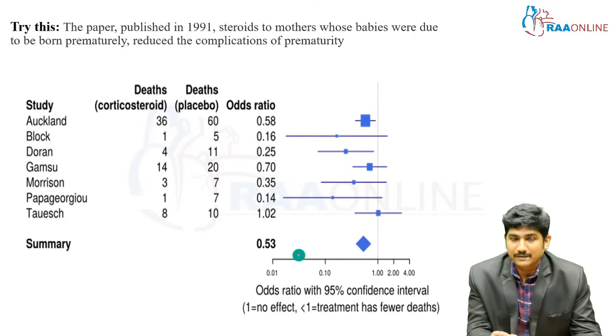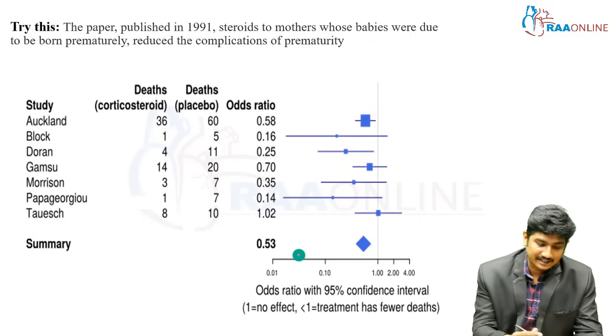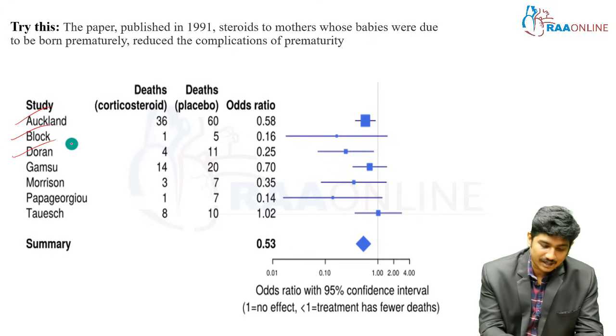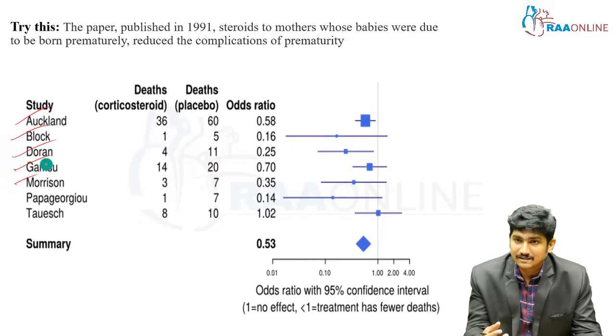This paper was published in 1991, on steroids to mothers whose babies were due to be born prematurely. Okay, so we had a lot of studies like the Auckland study, Block study, Doran study, Gamsu study, Morrison studies. There were a lot of studies saying please give steroids to mothers who are expecting a premature delivery, right? We do practice it nowadays, right, for the lung maturity of the baby. But though there were a lot of studies, it was not universalized, it was not generalized. Doctors were not willing to accept it, right?